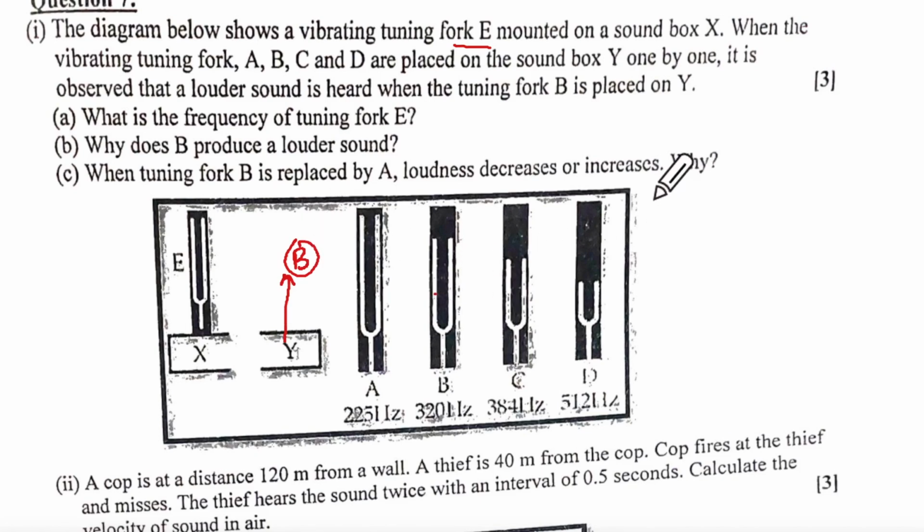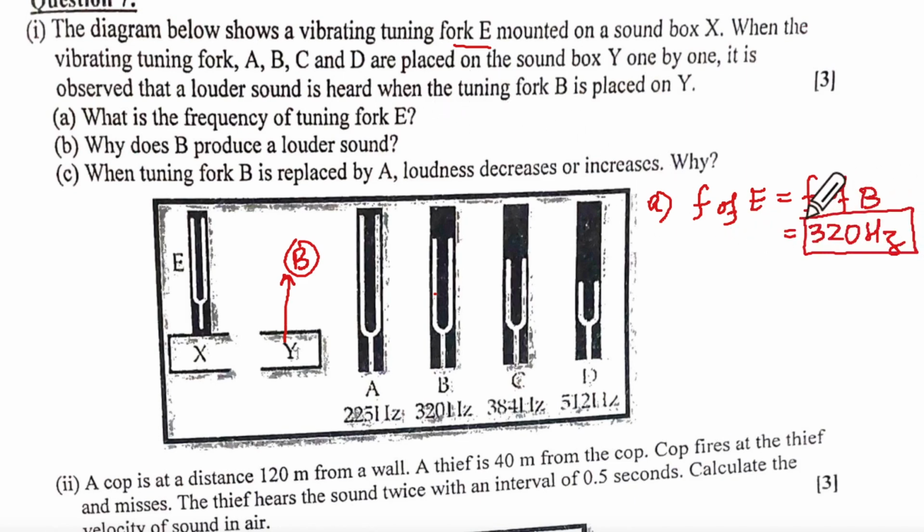So your A part, your thinking step: frequency of E is equal to the frequency of B. That's why 320 hertz, resonance, correct? What are they telling you? What is the frequency of this? So A is 320 hertz. Then B. Why does B sound louder? If the frequencies are equal, it causes resonance.